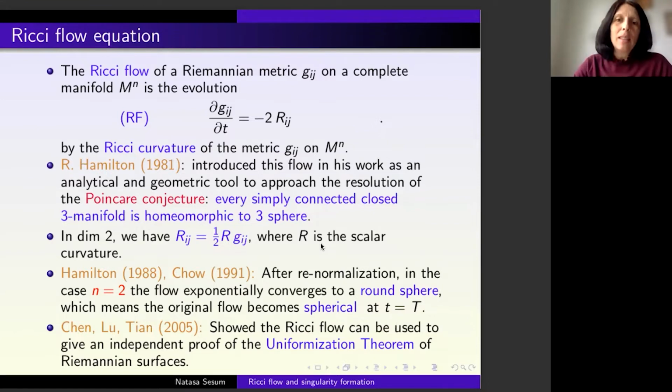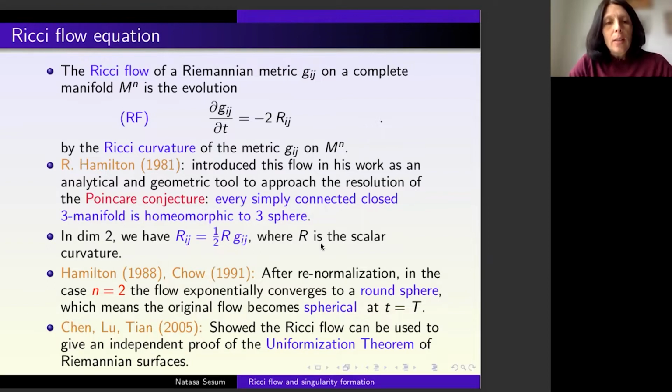And we all know what it is, that every simply connected closed Riemannian three-manifold is homeomorphic to a three-sphere. And I'm going to say, in a little bit, what he actually did in this paper where he introduced the Ricci flow. But I will just say that in dimension 2, this equation gets even simpler because the Ricci curvature you can write in terms of the scalar curvature.